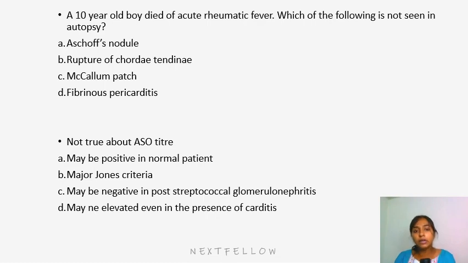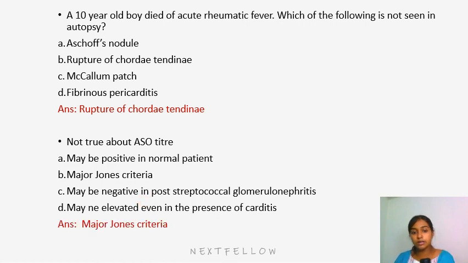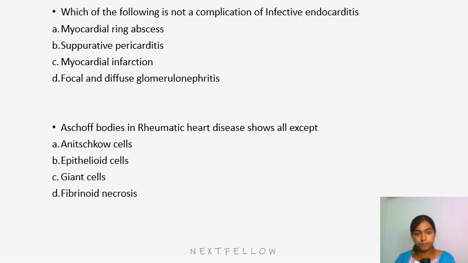Next, a 10-year-old boy died of acute rheumatic fever. Which of the following is not seen at autopsy? So Aschoff nodules are seen, MacCallum patches are seen, fibrinous pericarditis is seen. Only rupture of chordae tendineae is not seen. These are seen in infective endocarditis. So not true about ASO titer. So ASO titer is related to rheumatic heart disease. So this is not a major Jones criteria. This is supporting evidence. We have already discussed in the table column. So the answer is major Jones criteria.